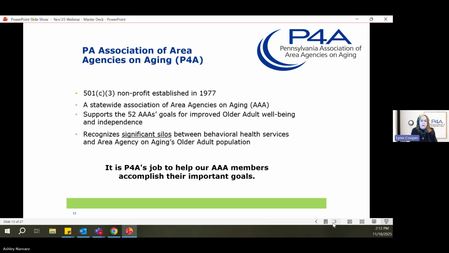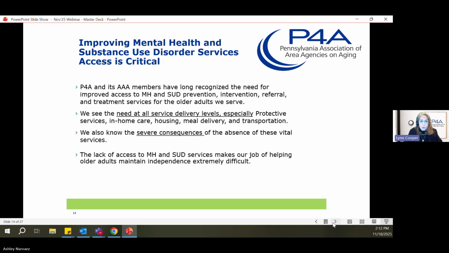I like to think of myself as having 52 bosses because I represent every one of our AAAs. And again, the work they do is just absolutely amazing. And it's the job of our state association of P4A to do everything we can to help our members accomplish their goals. And this is what I focus on primarily.